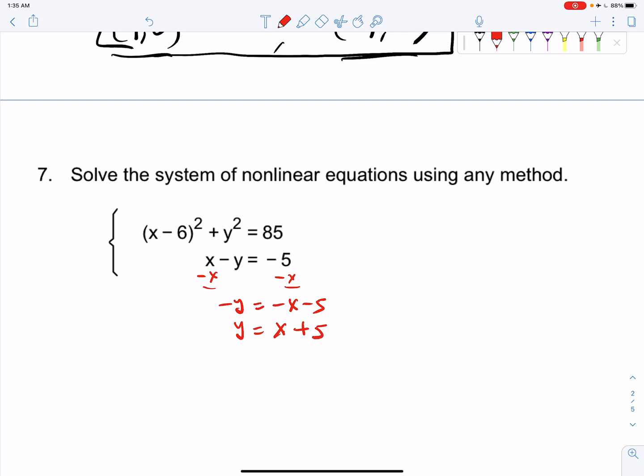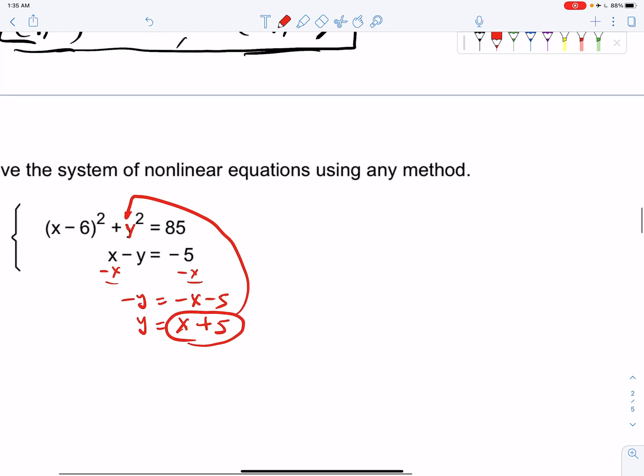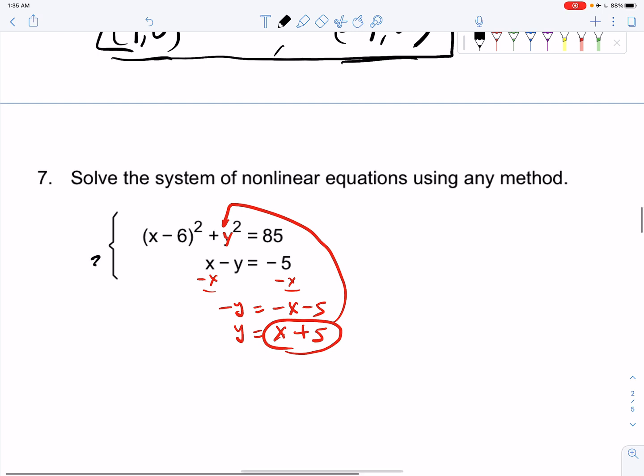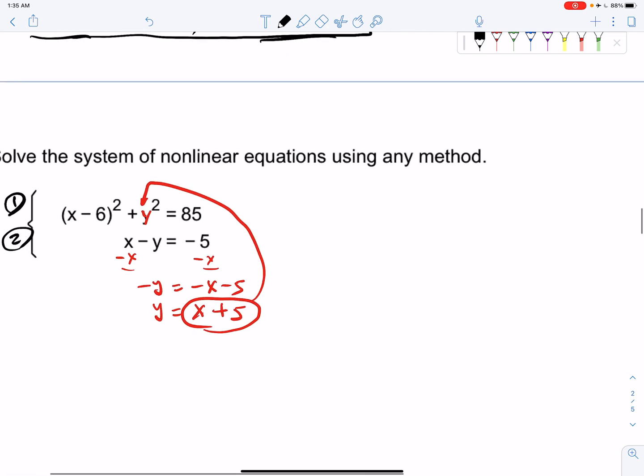Okay, so now what I'm going to do is take that and substitute it in for y right here. Let's see what this new equation looks like. So notice I started with equation 2. I solved for y and I subbed it back into equation 1. I used both equations. Okay, so now I'm going to write my new equation with the sub.